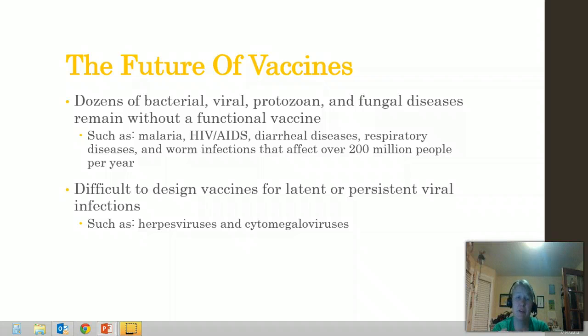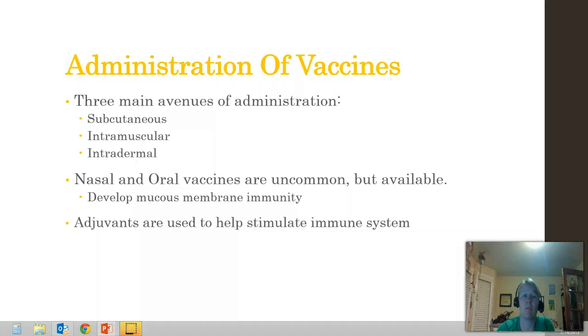Beyond these functional vaccines we need to develop, we also need to work on ones that cause latent or persistent viral infections. These are the herpes viruses or cytomegaloviruses. Because our bodies can't clear them, we can't ever mount an efficient immune response. And so that's another project that we need to be working on. So if vaccines are something that's interesting to you, I would encourage you to explore this because there is a bright future in vaccine development ahead of you if you're interested in that kind of field.